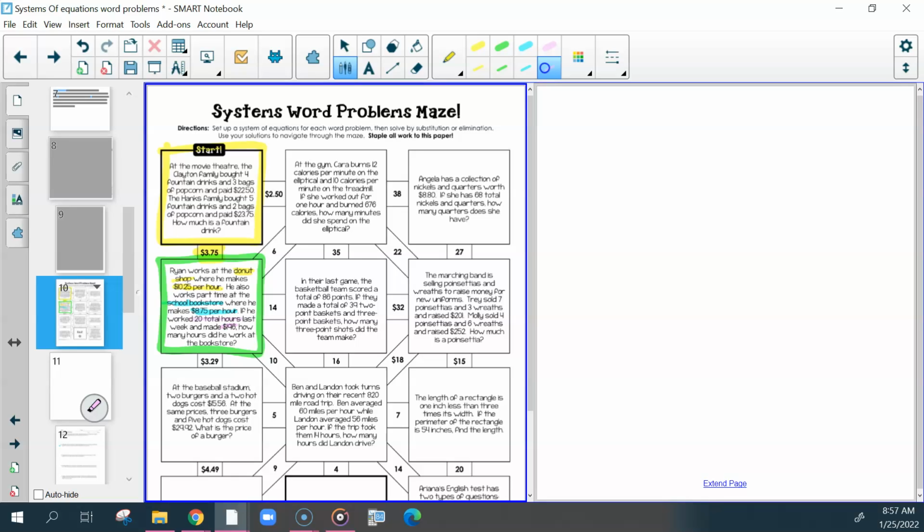What are we looking for? How many hours do you work at? How did we solve the first one? Substitution and elimination. Okay. So this one we can do by substitution or graphing. We're gonna do all 3 methods for all of these. We're just gonna rotate through them.